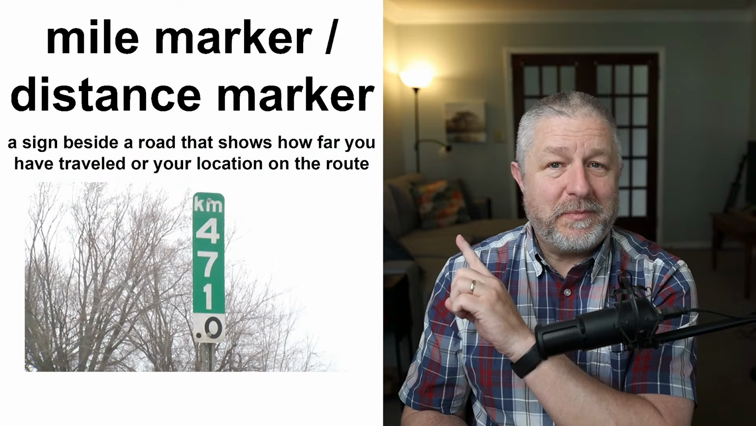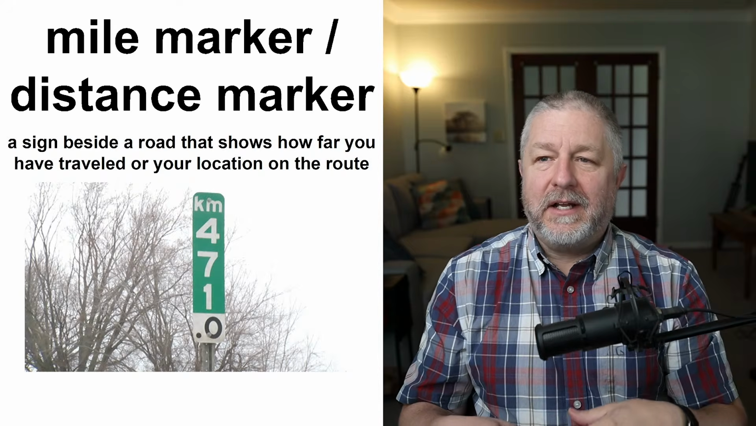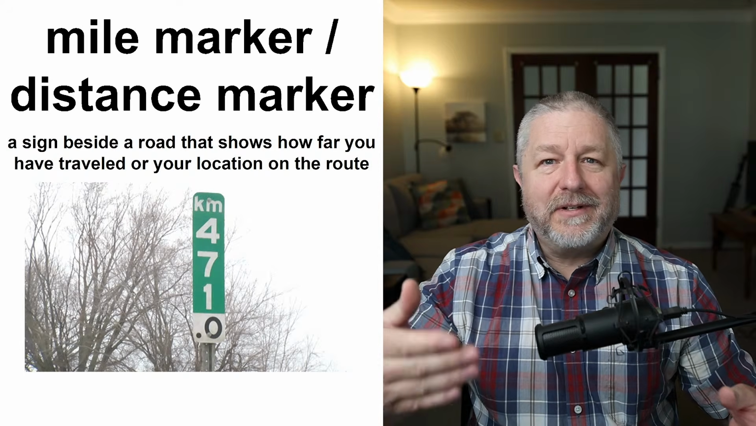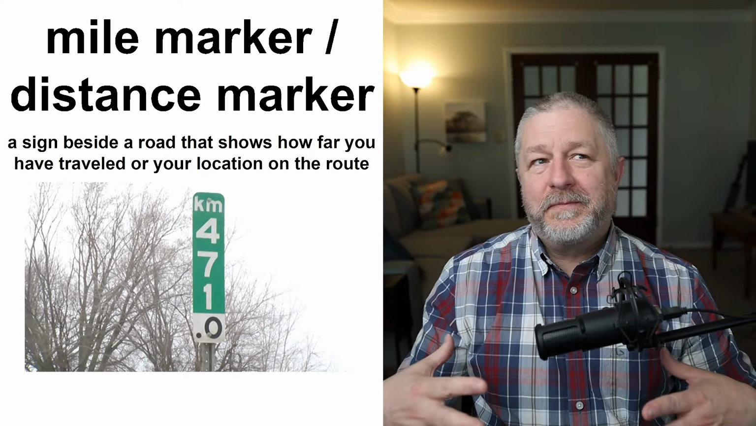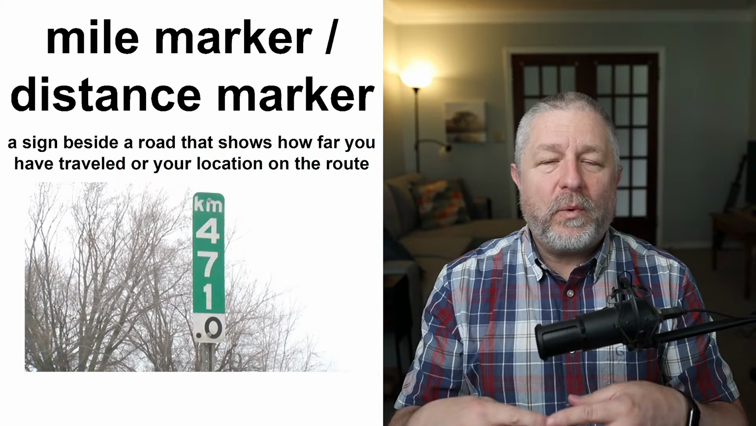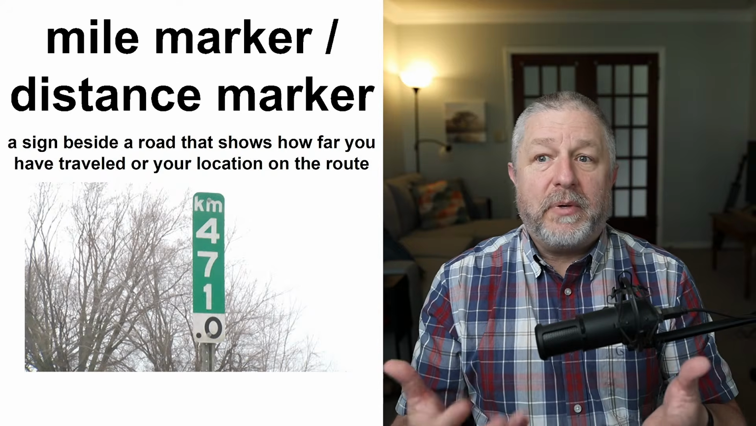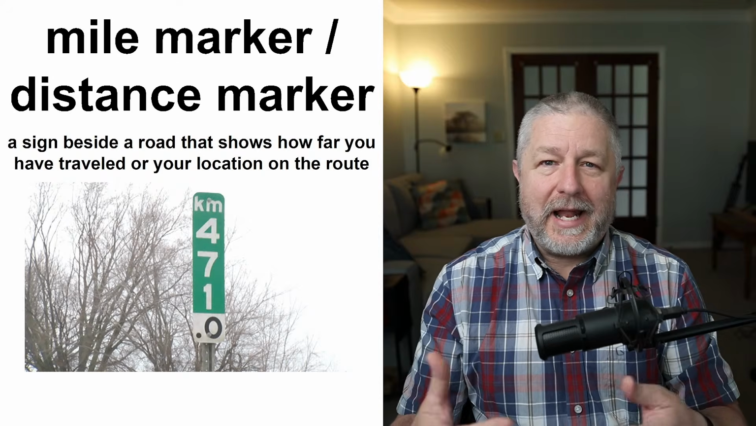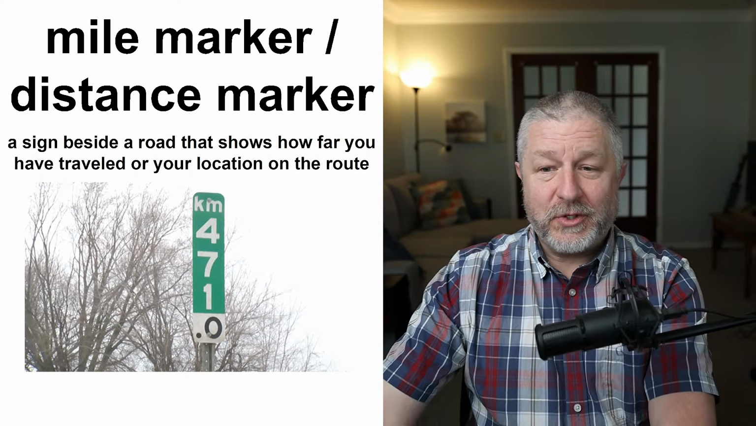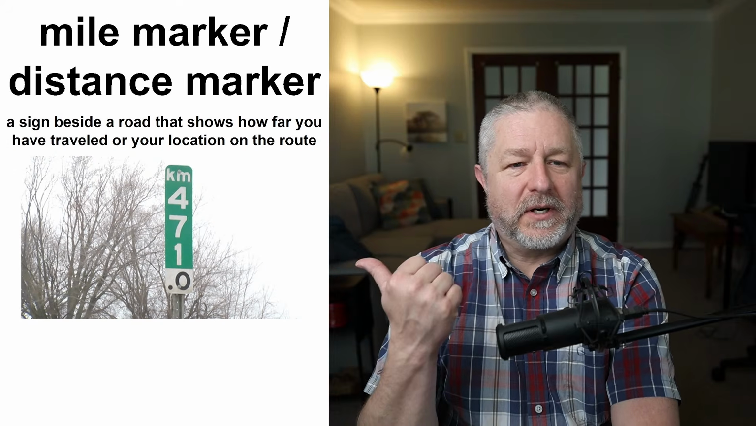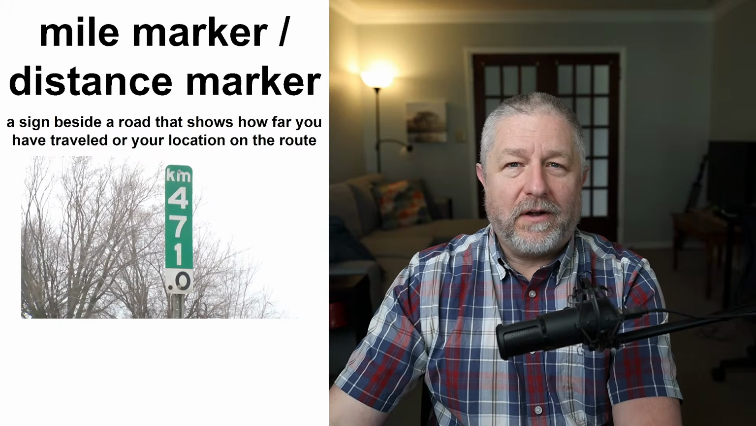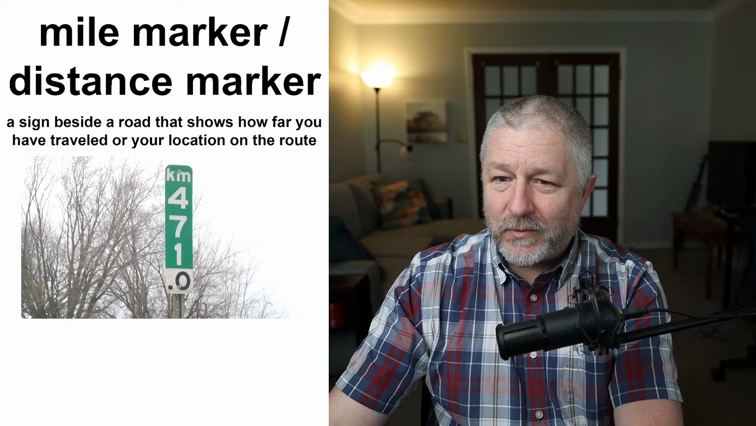The technical term would be distance marker, but I would say to Jen, what did the last mile marker say? And she might respond and say, I think it said 100 kilometers. So kind of a funny remnant of the fact that a remnant is something that's left over, but we used to use the imperial system in Ontario, Canada, and now we use the metric system. When I was a kid, the metric system was introduced. So mile marker or distance marker, a sign beside a road that shows how far you have traveled or your location on the route. You can also say route, by the way.